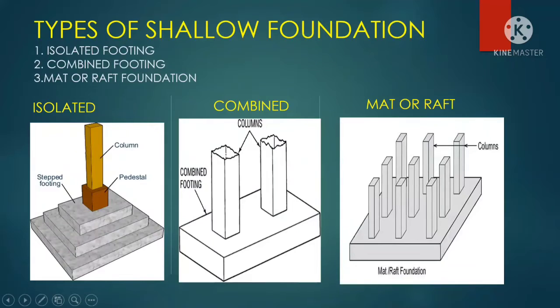You can see here that the types of shallow foundations are given as follows. First is isolated footing, second is combined footing, third is mat or raft foundation. These are three particular types of shallow foundation based upon the condition in which we are going to provide this.